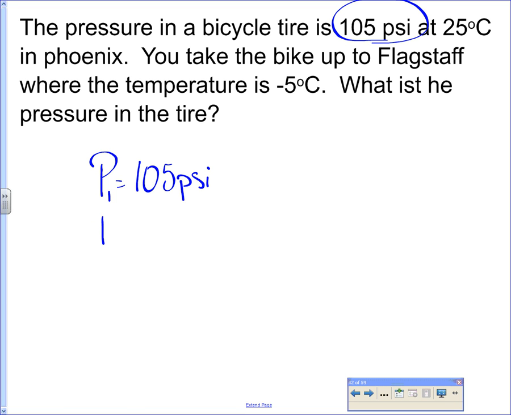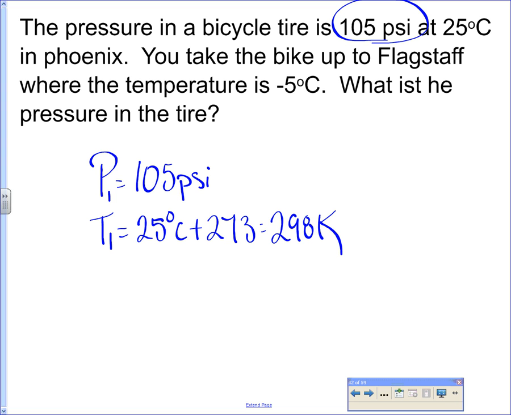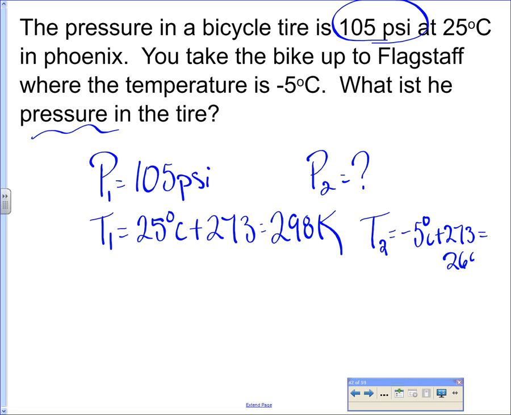Then they tell me that it's at a temperature of 25 degrees Celsius. Remember, we cannot work the problem until we're in Kelvin, so you have to convert to work the problem. And then they're asking what the pressure in the tire is if I take it to a cooler environment. So I'm looking for P2, and they're giving me a temperature T2, which is minus 5 degrees Celsius. So again, we're going to add 273, which ends us up with 268 Kelvin.